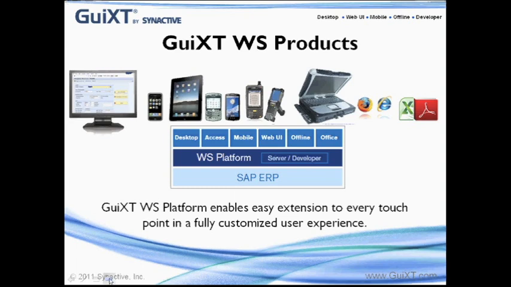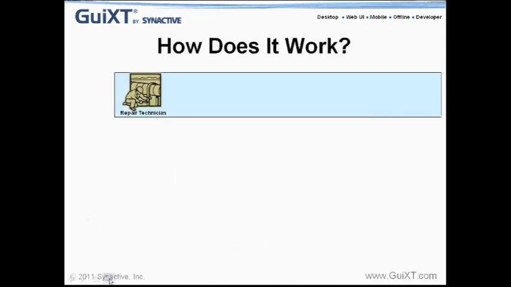In this demo scenario, I will show you how Synactive GuiXT can be used as an offline solution for your mobile device. So how does it work? Today, plant users write down issues on paper as they find them in the field when there's no network connectivity, and work orders are created in the office where there is connectivity to SAP.